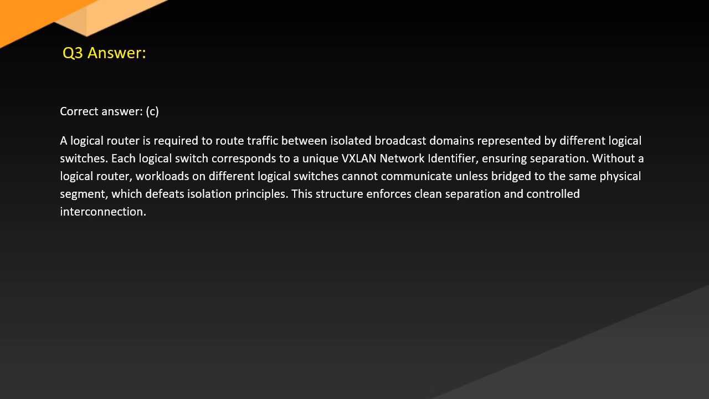Answer. Correct answer: A. A logical router is required to route traffic between isolated broadcast domains represented by different logical switches. Each logical switch corresponds to a unique VXLAN network identifier, ensuring separation. Without a logical router, workloads on different logical switches cannot communicate unless bridged to the same physical segment, which defeats isolation principles. This structure enforces clean separation and controlled interconnection.